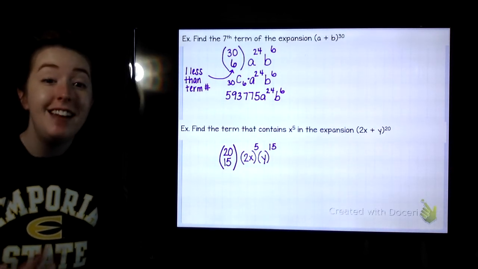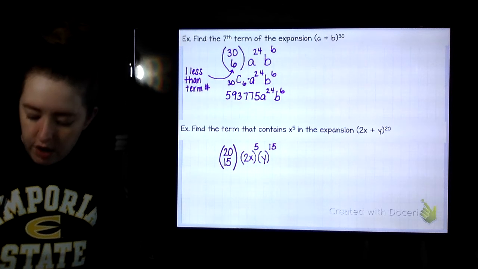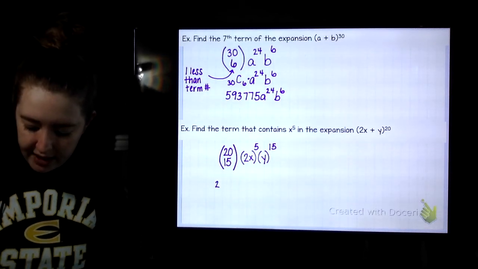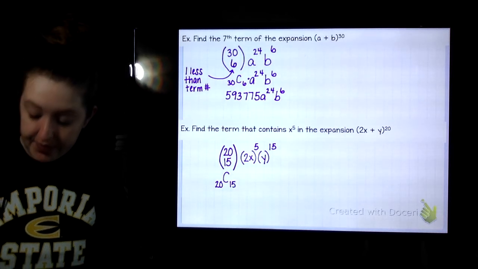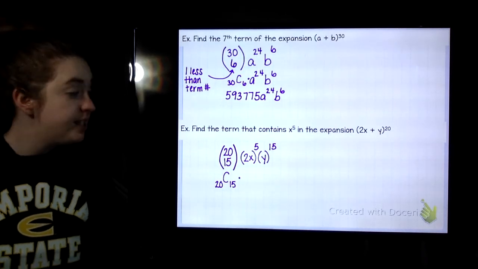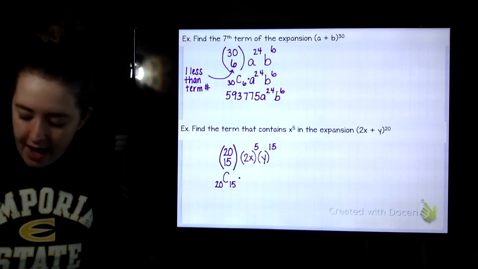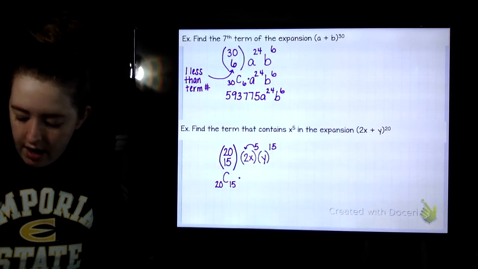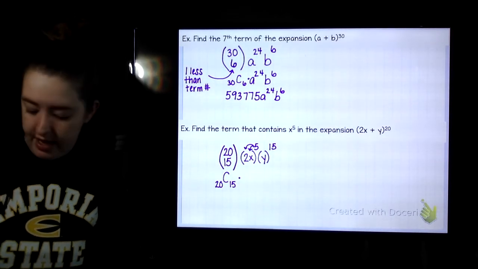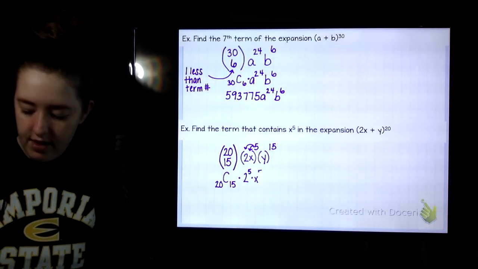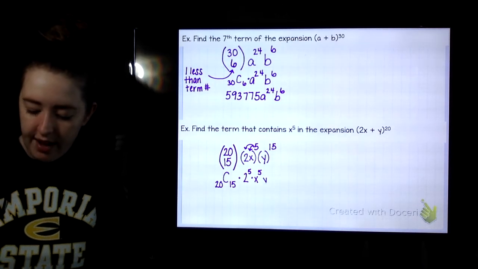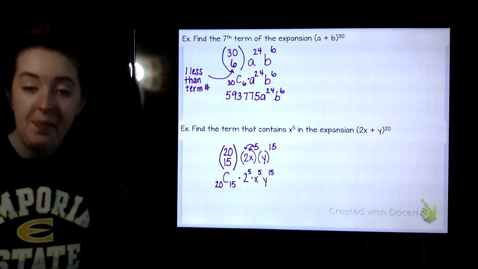Cool, let's rewrite it in a different way. So this is really 20 choose 15 times, and then remember that power 5 is going to go to both of those things, so I'm going to have times 2 to the 5th times x to the 5th. And then we still had y to the 15th.